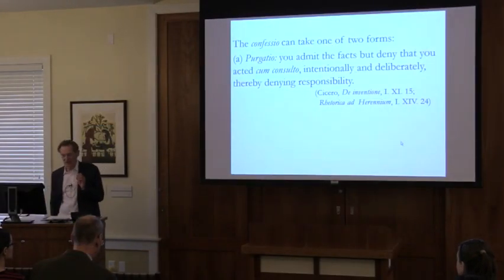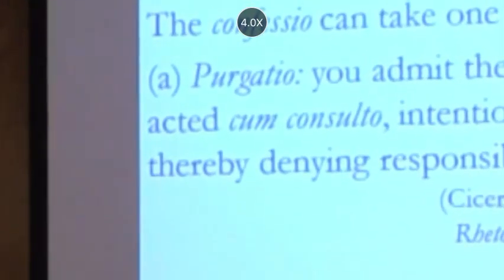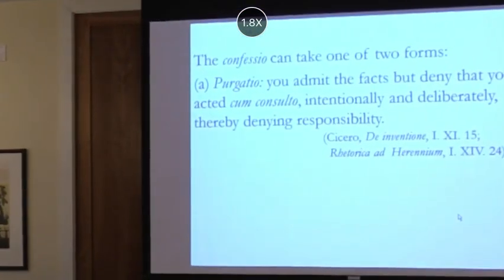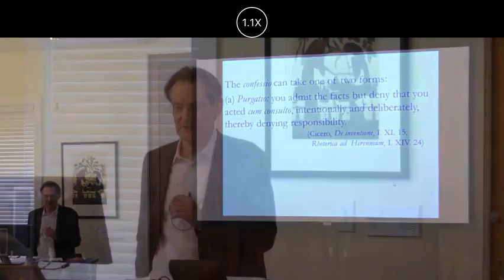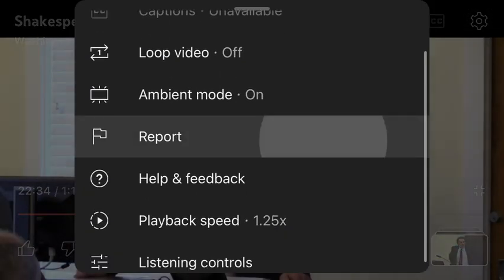With luck, you can claim that there is what you're calling a purgatio. That's to say, you admit the facts, but you deny that you acted intentionally and deliberately. So you admit the facts, but you deny responsibility. So, for example, that's extremely important in Shakespeare's narrative poem, Lucrece. Lucrece, when she's brought before her husband and his associates, admits that she had sex with Tarquin, but she claims that she was raped. So that is a purgatio. And of course that's true.